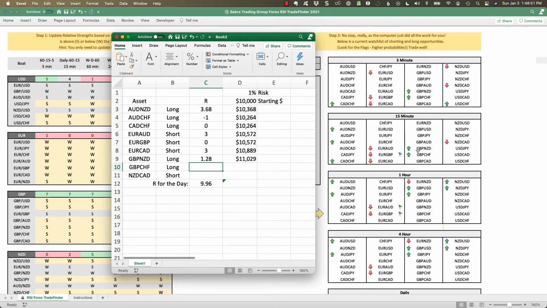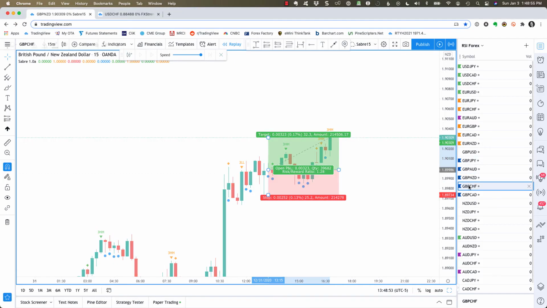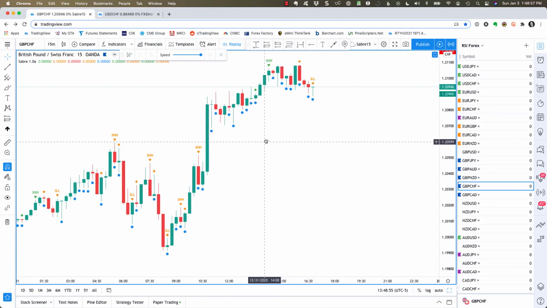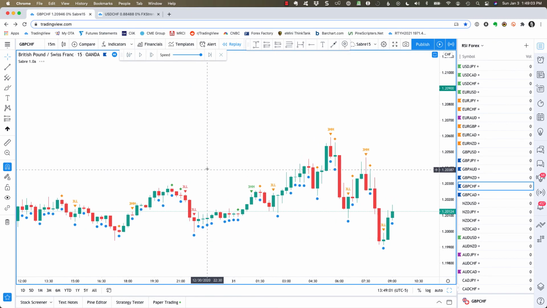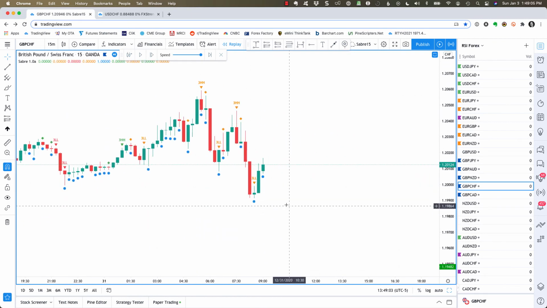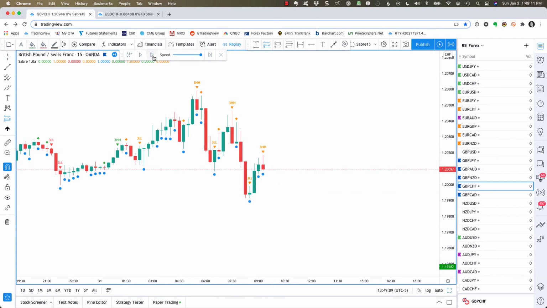And the next opportunity was the Pound Swiss. And so it says to go long. So Pound Swiss, we see an opportunity to go long. So starting at 9 in the morning, let's go to 9 a.m. where we created our chart, and we're going to look to go long.